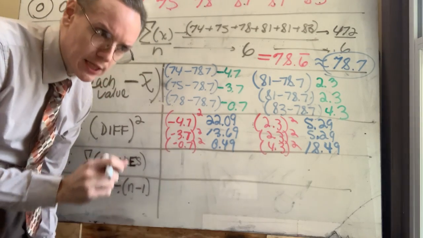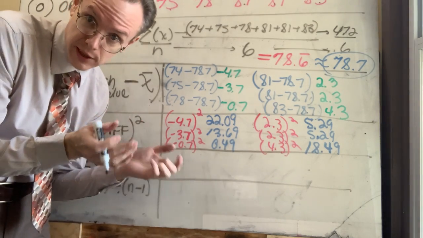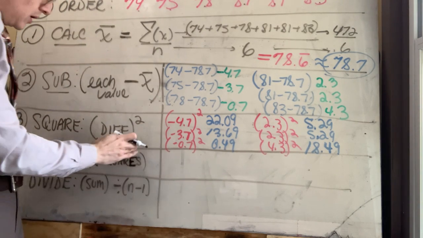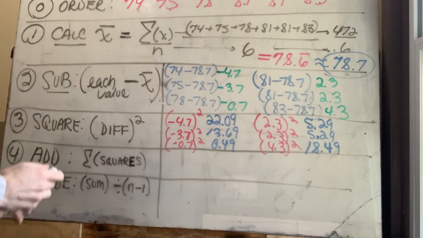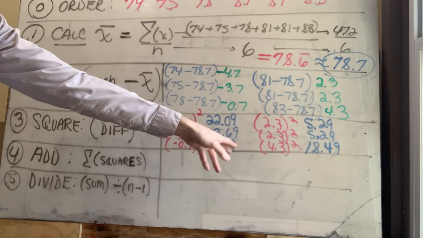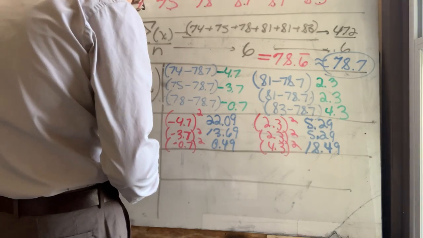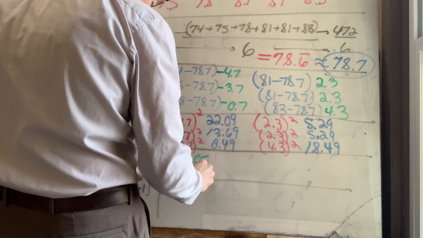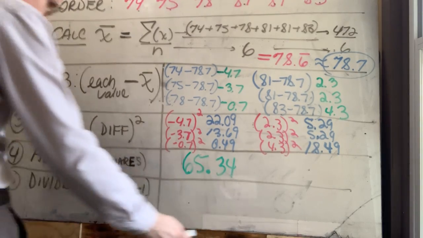We're trying to get a number to give us some kind of idea, in the same way a temperature scale is just a number that gives us a feeling. It might even be silly to think of it that way, but it's true. So we now have these squared numbers to add together. If you combine 22.09, 13.69, 0.49, 5.29, 5.29 and 18.49, you should get 65.34. Now, nearing the end, but not quite.